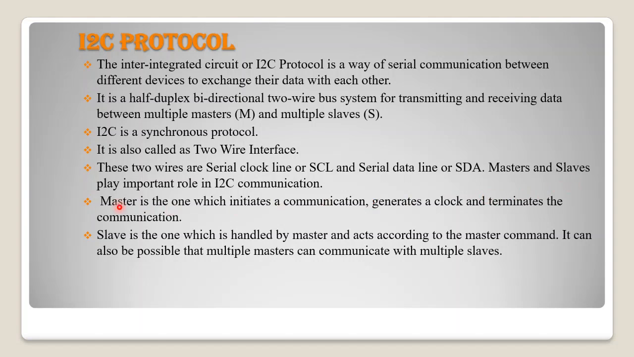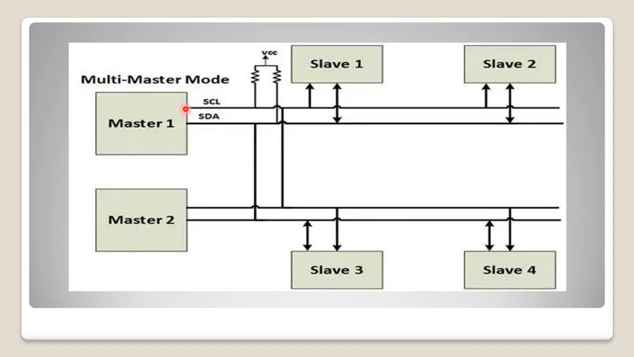Masters and slaves play an important role in I2C communication. Master is the one which initiates a communication, generates a clock, and terminates the communication. Slave is the one which is handled by the master and acts according to the master's command. It is also possible for multiple masters to communicate with multiple slaves. This is the multi-master mode.